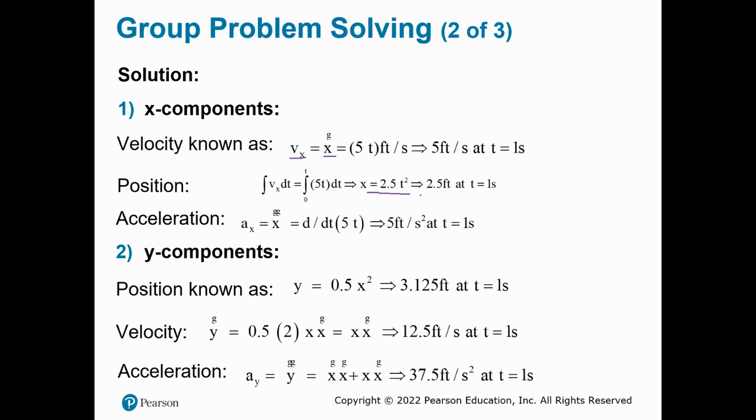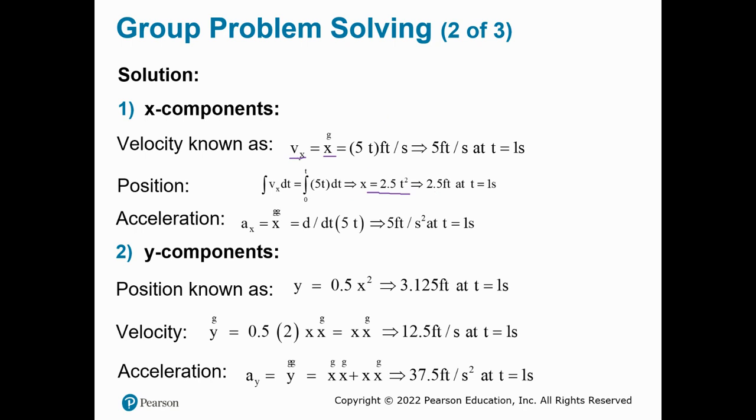Okay, again, in this position function, I am plugging in t equals 1. Plug in t equals 1, that gives me x equals 2.5. Okay, that means at t equals 1 second, the position on the x component of the position vector is 2.5 feet.